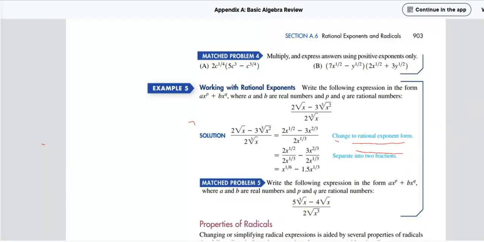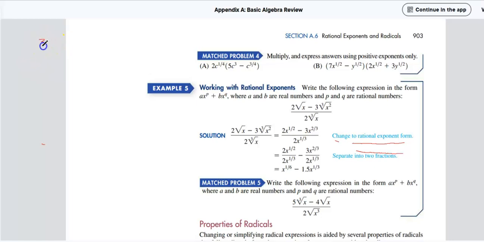If we have roots and we need to convert them back to rational exponents, then here, 2 root x minus 3 cube root x squared, well, that'd be 2x to the 1/2 minus 3x to the 2/3 over 2 to the 1/3, 2x to the 1/3. Now, when I have a plus or a minus in my numerator, I can split my denominator.